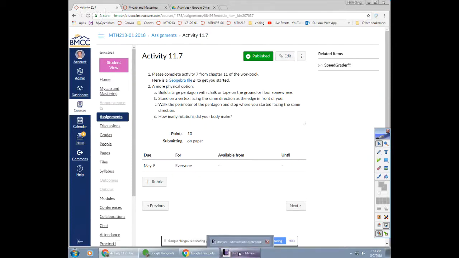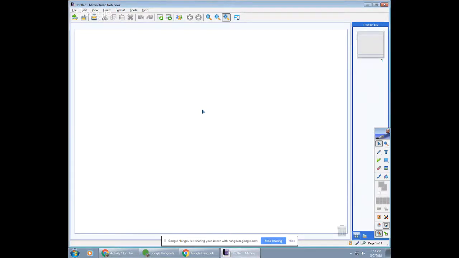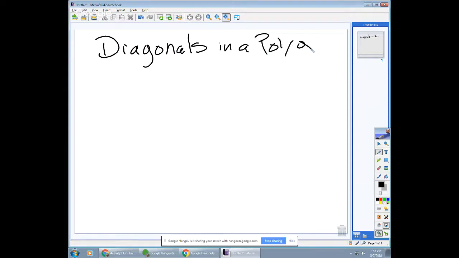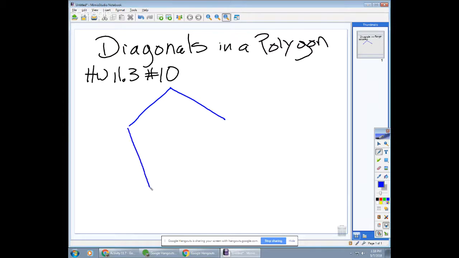All right, so Taylor's problem, if I got this right, is about diagonals in a polygon. This was from the homework for 11.3, number 10. And my version of it, the given information, said if I have a pentagon, and it may have said regular, I'm not positive. So here's my pentagon there. If I pick on one vertex, let's call this vertex right here, vertex A, how many diagonals does A have?